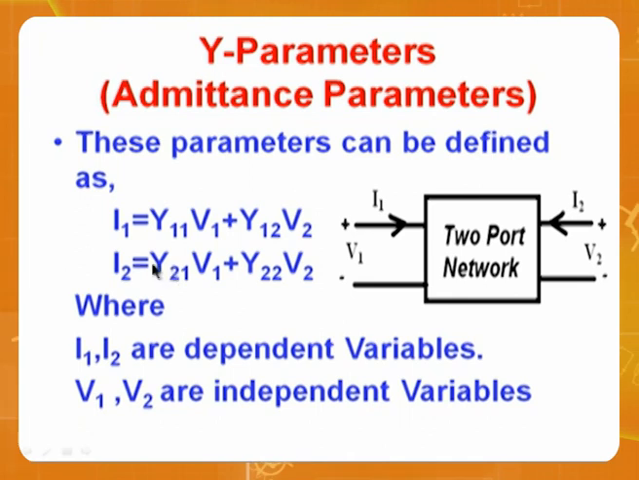Now get the definitions here. I1, V1, so it is Y11. I1, V2, Y12. I2, V1, Y21. I2, V2, Y22. So current is dependent here, voltage is independent. So this is about Y parameters. Just like Z parameters, you can understand.